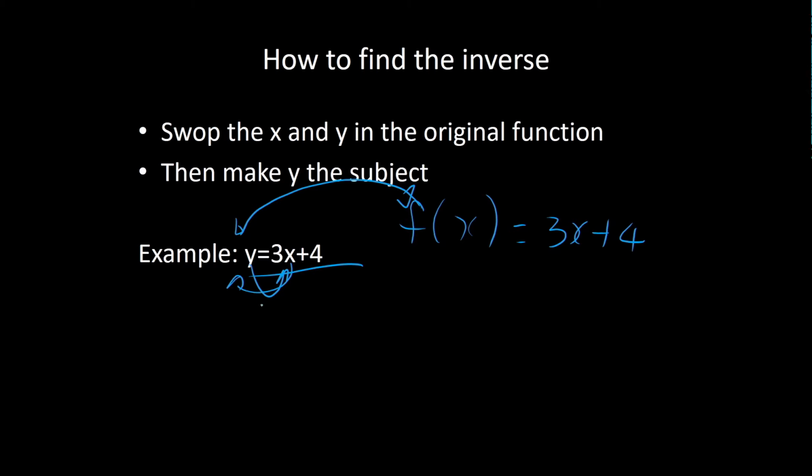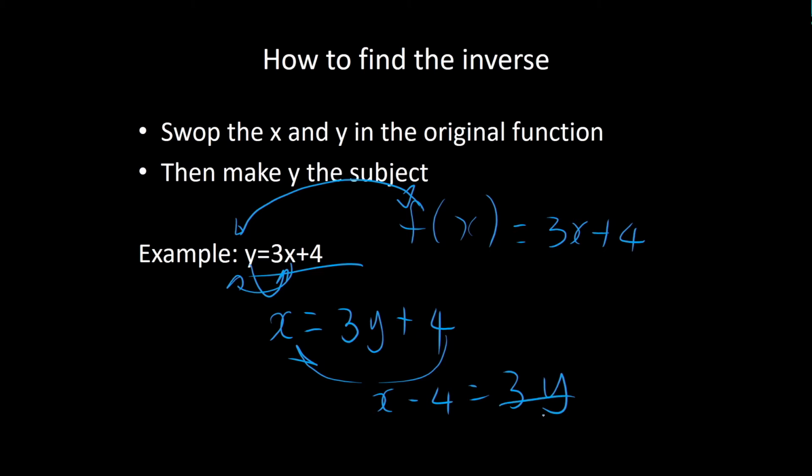So I now get, instead of y equal to 3x plus 4, I get x is equal to 3y plus 4. And the next step is to make y the subject. So I'm simply now going to isolate the y. I'm going to take 4 over to the left-hand side. So I get x minus 4 is equal to 3y. And then I divide both sides by 3 to get my inverse function. So y is equal to x minus 4 over 3 would be the inverse function. You can simplify this to a third x minus 4 over 3.